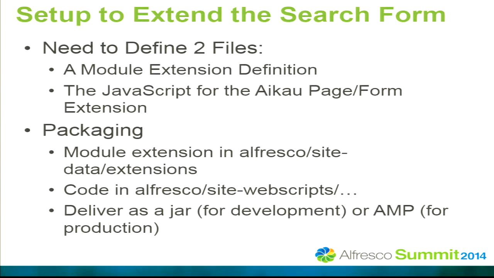So where those go, the module extension goes in Alfresco site data extensions, and the code goes in site web scripts under any path. So I'll put that under something like com.acme. And then you can deliver that as a jar, and that's what I'll be doing for most of the demonstration here. But if you're going to put this into development, of course, we recommend that you do that as an AMP because you can back those out and they're easier to maintain.